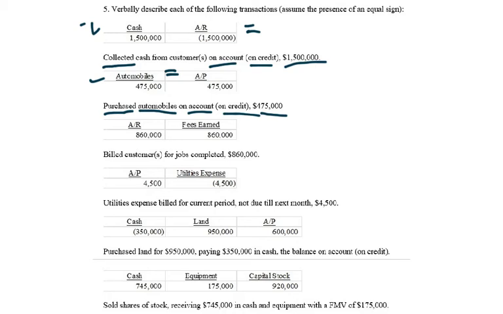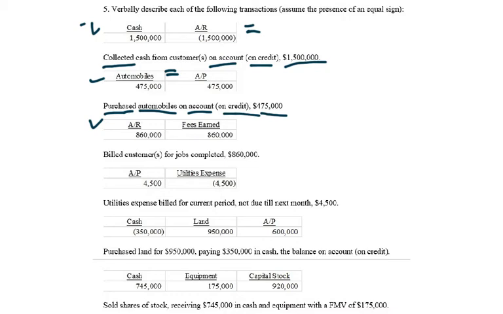If you just said purchase automobiles 475, how would I interpret that? Automobiles went up, cash went down 475. See, it's a totally different animal we're describing here. That's why that phrase, on account or on credit, is very, very important, because it paints the whole picture here. All right, so what's up next?